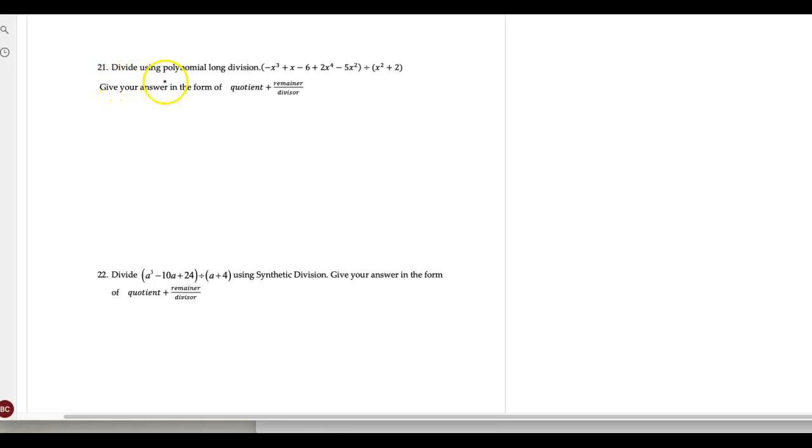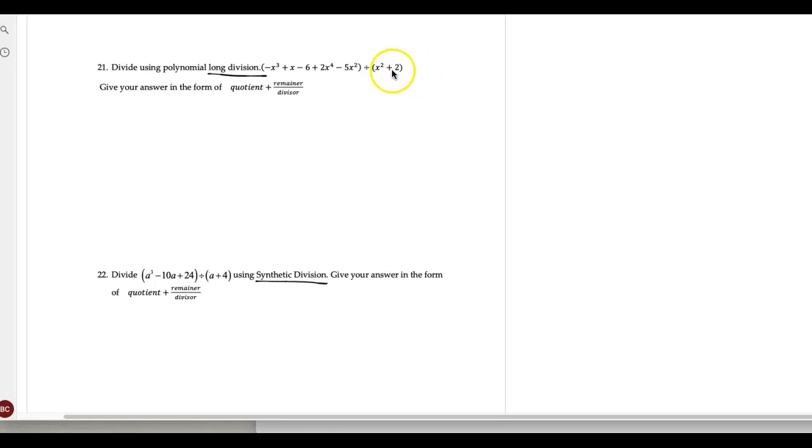So let's look at this. If we're dividing, we can use synthetic division when we have something like this, right? Notice that the coefficient on our divisor is a 1, and our exponent also is a 1. So that's how I know I can use synthetic division. This one, I've got an exponent of 2, so I can't use synthetic division. I have to use long division.